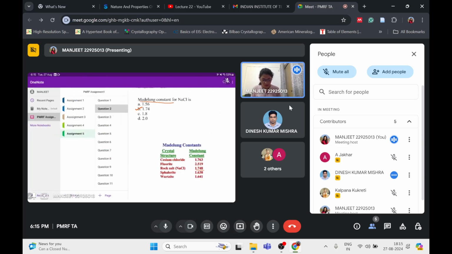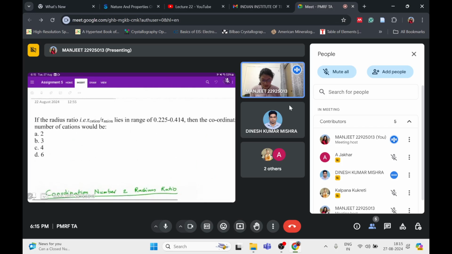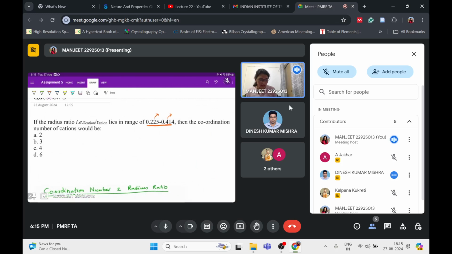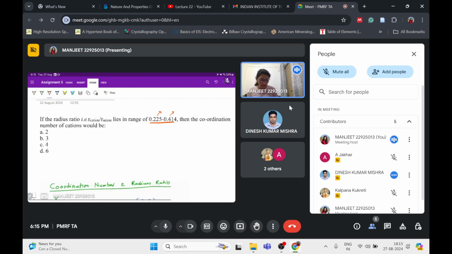Okay, so let's move to question number 3 again. In question number 3 it is asked: if the radius ratio, that is R cation divided by R anion, lies in the range of 0.225 to 0.414, which is for the tetrahedral radius, and 0.414 to 0.732 for the octahedral radius, then what will the coordination number of the cation be? There are different coordination numbers attached to the different radius ratios.